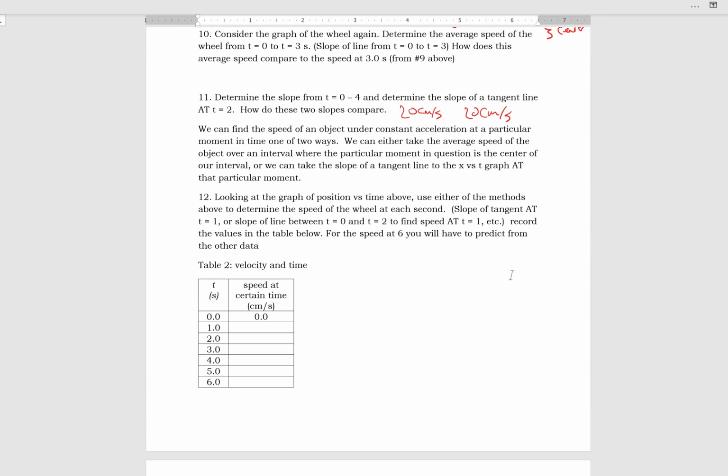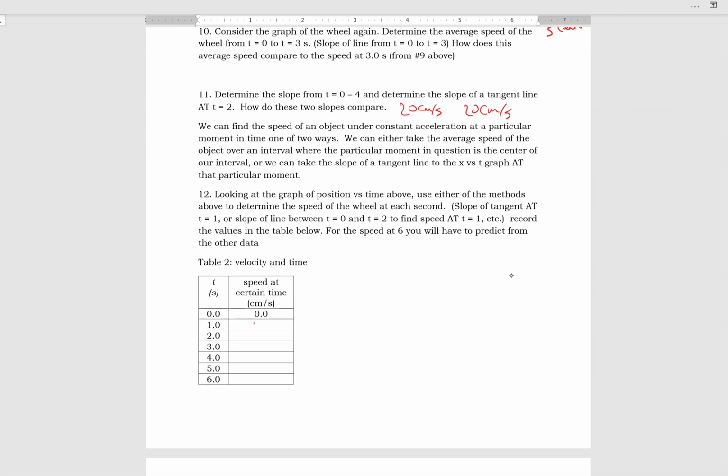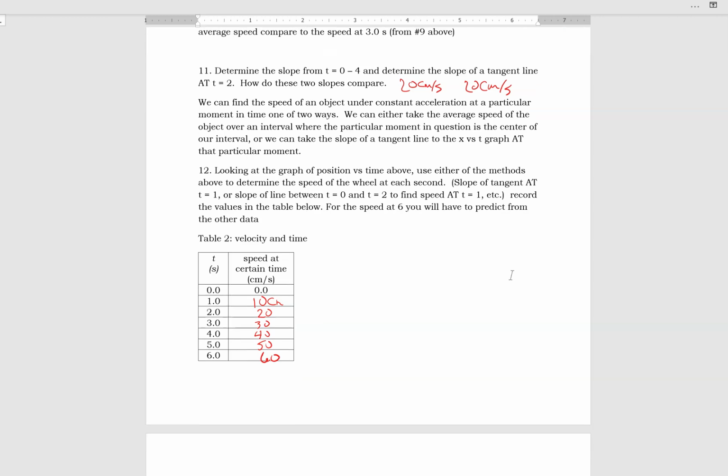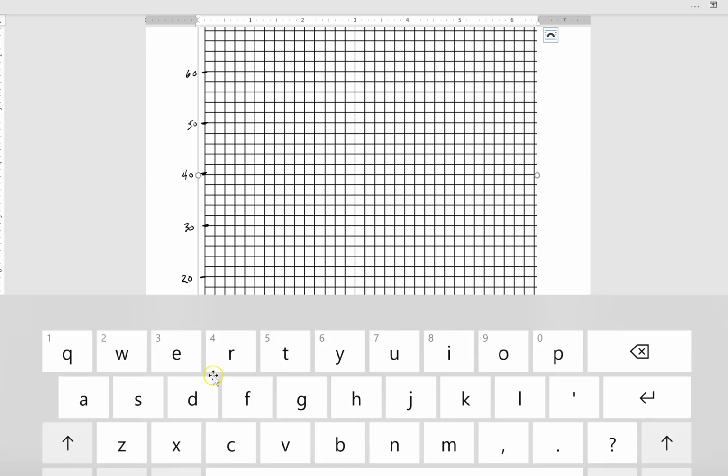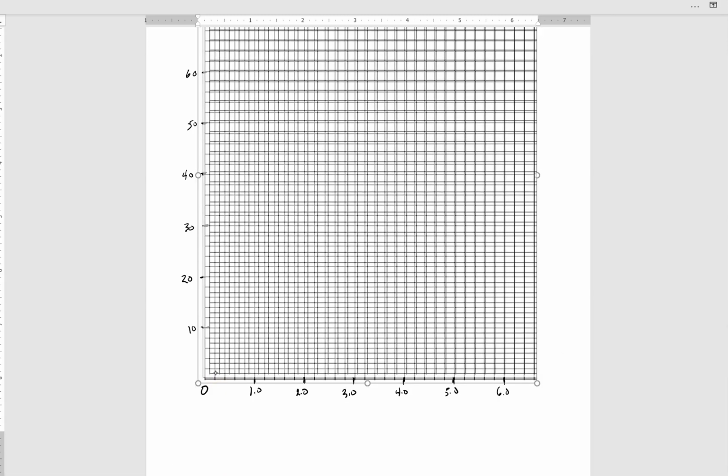So looking up at the position time graph above, use either one of those methods, and you should come up with the speeds that look like this. The last one, you can't use a bracket method. You've got to look at a tangent line, but you should be able to tell that it's going to be 60 just from the other data and the fact that it's a constant acceleration, so it's not going to change. And then you're tasked to plot a graph of all those points.